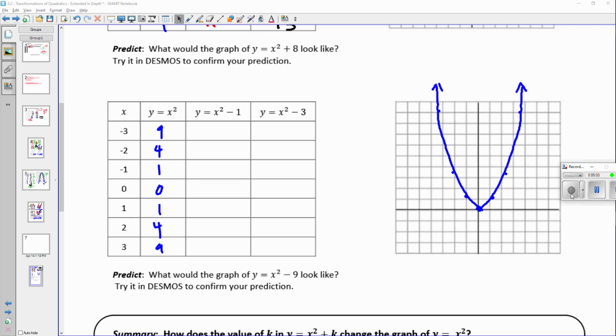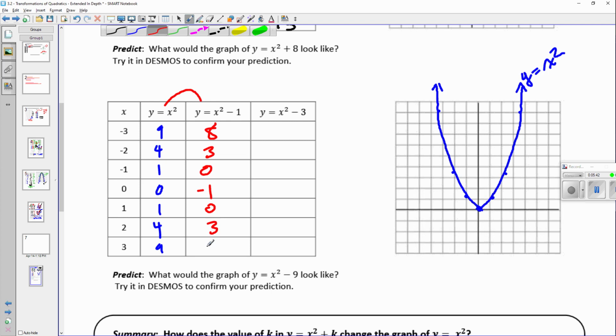So we have our base graph, y is equal to x squared. And now what we'll do is we'll do the same thing again, but now what we did in our last graph was we said, okay, so imagine we're going from this graph to this graph. All we've essentially done is taken away 1 from our graph. So we have x squared minus 1. So that means 9 becomes 8, 4 becomes 3, 1 becomes 0, 0 becomes negative 1, 1 minus 1 is 0, 4 minus 1 is 3, and then 8 again.